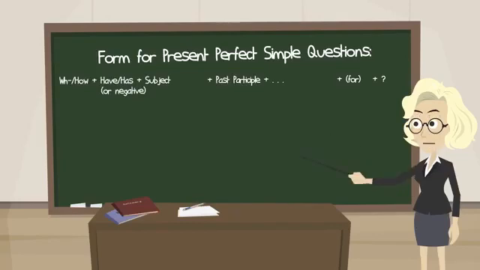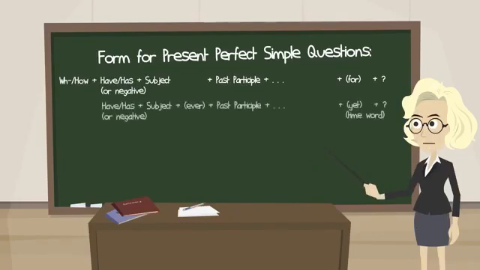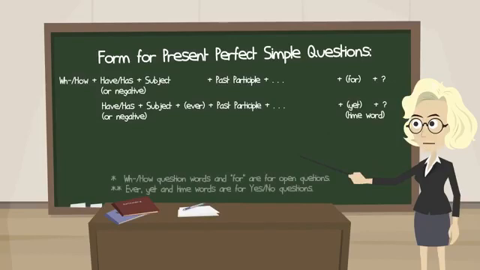For yes/no questions, the form is have, has or their negative form plus the subject plus ever, which is optional, plus the past participle plus whatever you want to say plus yet or a time word. Again, these are optional. Remember, WH and how question words and for are for open questions. Ever, yet, and time words are for yes/no questions. Let's have a look at some examples.